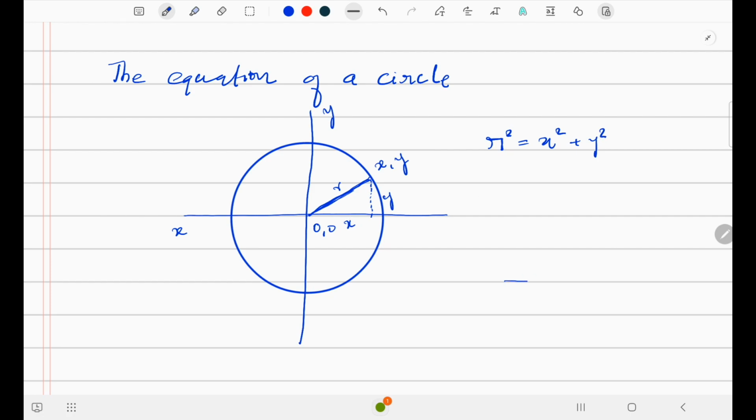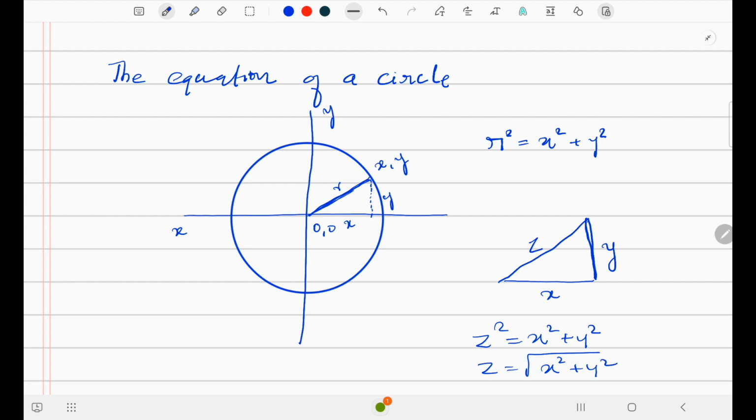What the Pythagoras theorem states is that if I have a right angle triangle, this is the x distance, this is the y distance and this is the z distance. So Pythagoras states that z square equals x square plus y square. So if you want to find z, it is the square root of x square plus y square. Similarly here, r square equals x square plus y square if we have the circle with the center 0, 0.